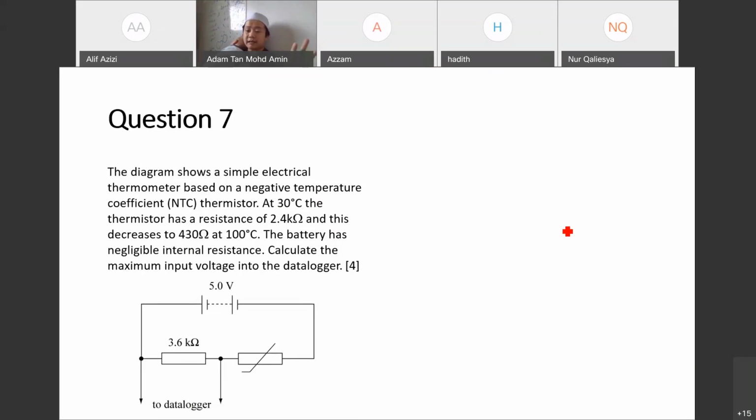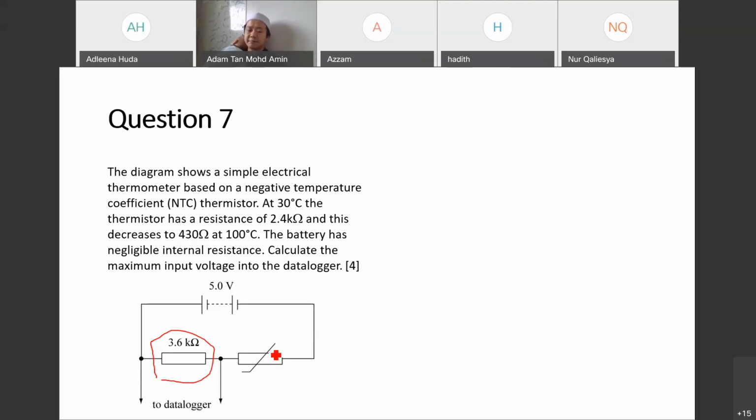So how do we choose? We depend on what the question is asking. It says the battery has negligible internal resistance. Calculate the maximum input voltage into the data logger. So here we need to know what the data logger is connected to. Is it connected to the thermistor or to the external resistor? Based on the circuit, it is actually connected to the external resistor, not the thermistor. So in order to get maximum input voltage, must the resistance of the thermistor be minimum or maximum?